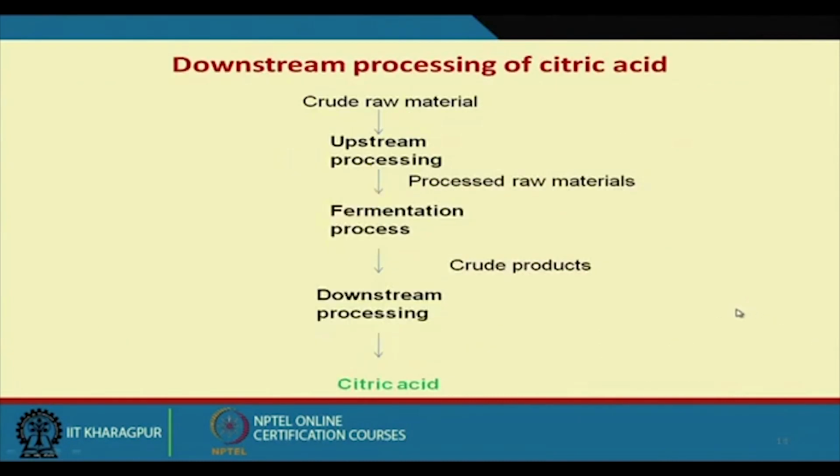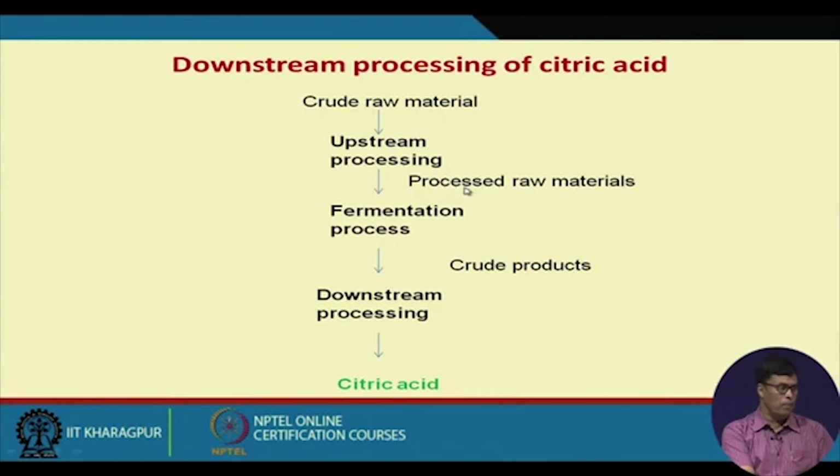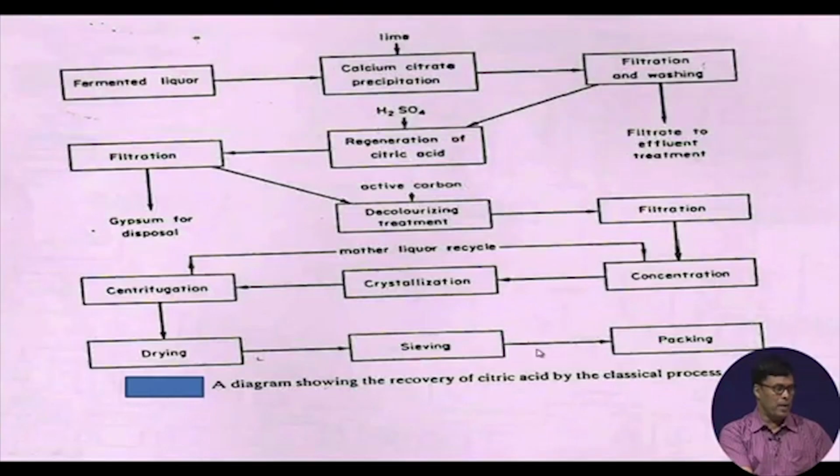Now if you look at the citric acid production process, it can be broadly divided in these steps. We group the raw materials, suppose we take cane molasses here, then we do the upstream processing. Upstream processing means we have to include air sterilization, medium sterilization, and pre-treatment or preparation of the raw materials. Then we take it to the fermentation process. After the fermentation process we get the crude product, and through downstream processing we purify the product and get the citric acid.